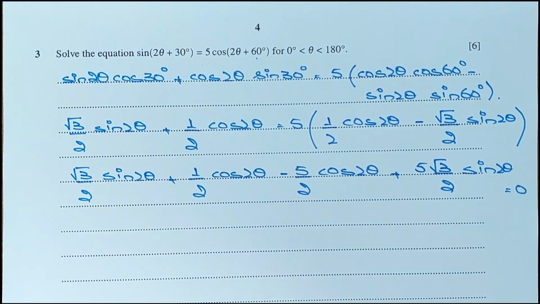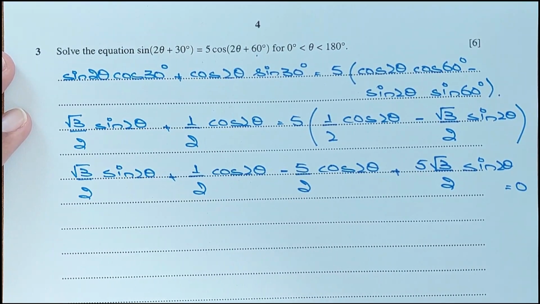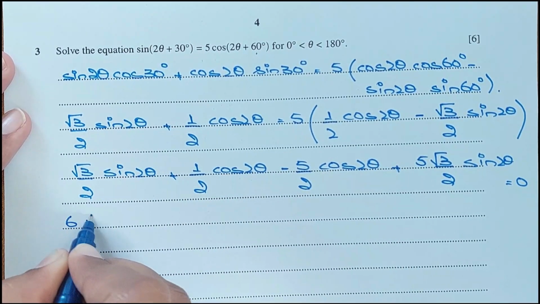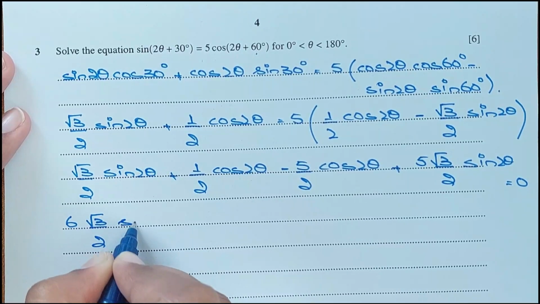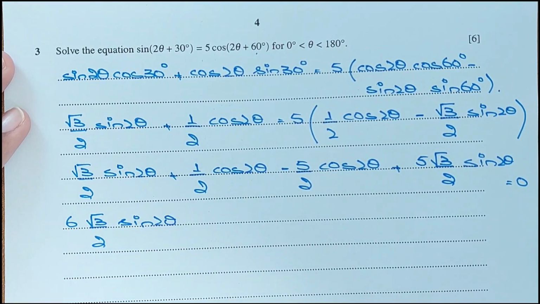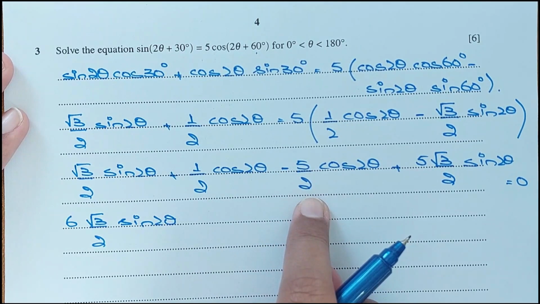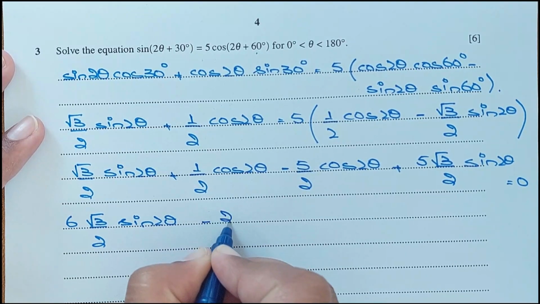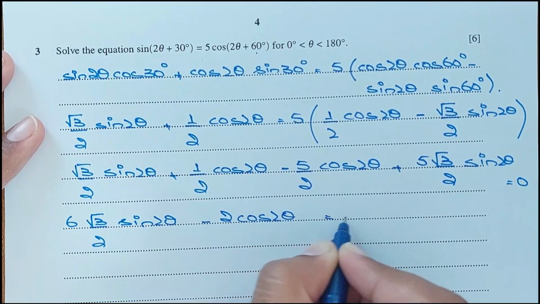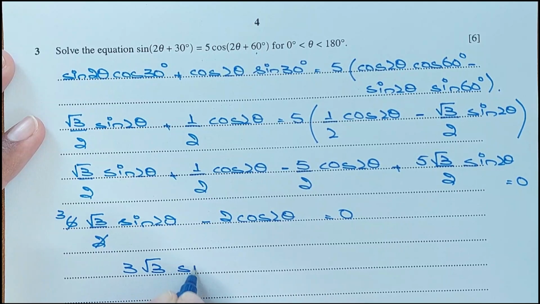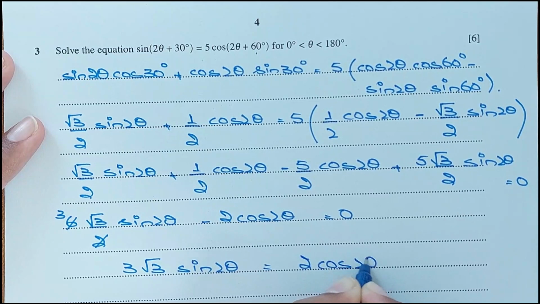Right. Now combining sin 2θ, which is square root of 3 by 2, and 5 plus 1, which is 6, square root of 3 by 2 sin 2θ. And we have 1 minus 5, which is minus 4, and minus 4 divided by 2 is minus 2. Minus 2 cos 2θ. Right, 2 times 3 is 6. So we have 3 square root of 3 sin 2θ equals 2 cos 2θ.